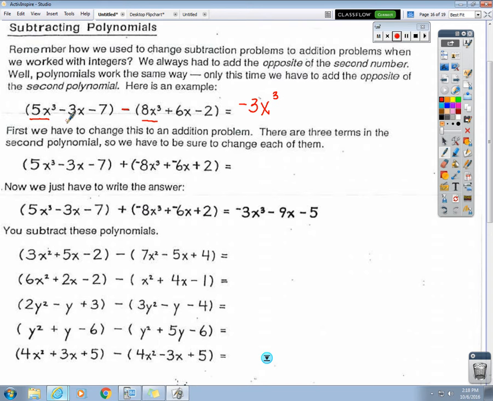You could then combine negative 3x with positive 6x, but if you're subtracting, it would be a negative 3 minus a 6, which is negative 9x. And then negative 7 and negative 2 would be negative 7. Look, wouldn't that be a negative 7? Then a minus from there, and then a negative 2? So what happens there?